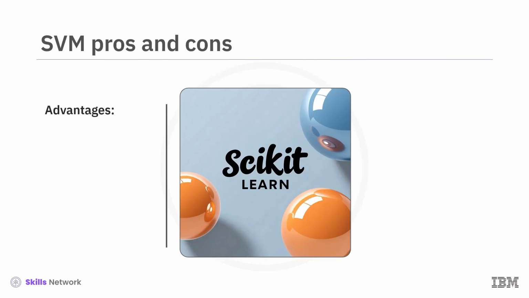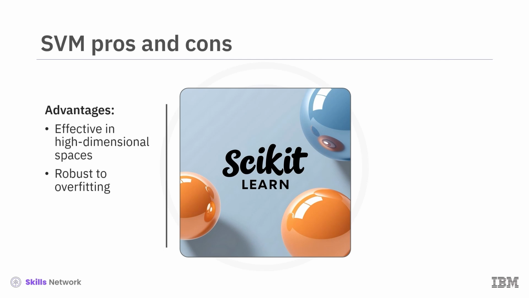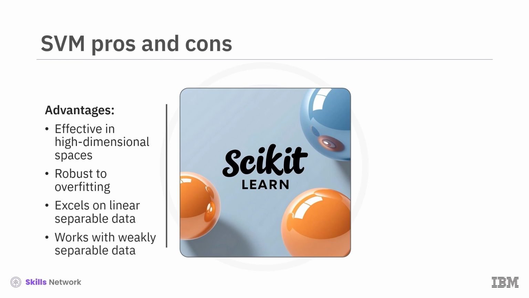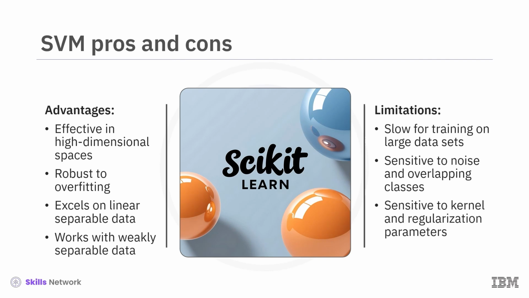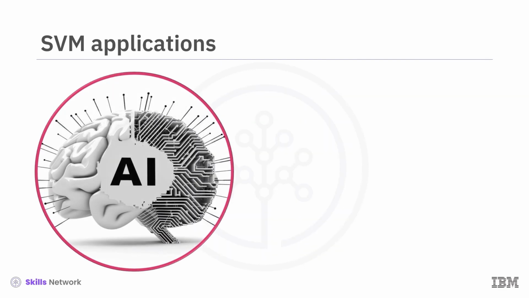SVM has many advantages. For example, it's effective in high-dimensional spaces, it's robust to overfitting, it excels on linearly separable data, and it works with weakly separable data using the soft margin option. SVM also has some limitations. For example, it's slow for training on large data sets. It's sensitive to noise and overlapping classes, and it's sensitive to the choice of kernel and regularization parameters, which are non-trivial to determine. When should you use SVM?